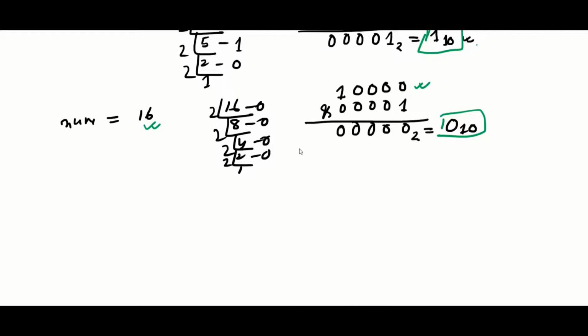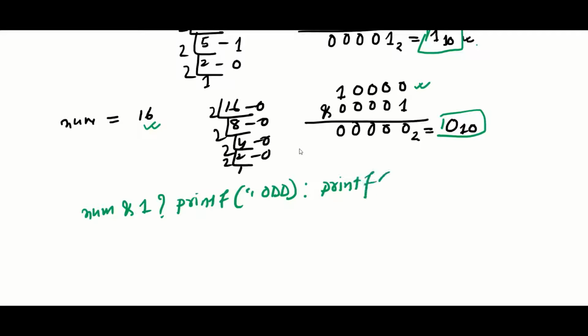You can also write simple logic: if num bitwise AND 1, simply printf it is an odd number, else printf it is an even number. So see, it is only one line of code. You can use the main method and other parts to make it a complete program.